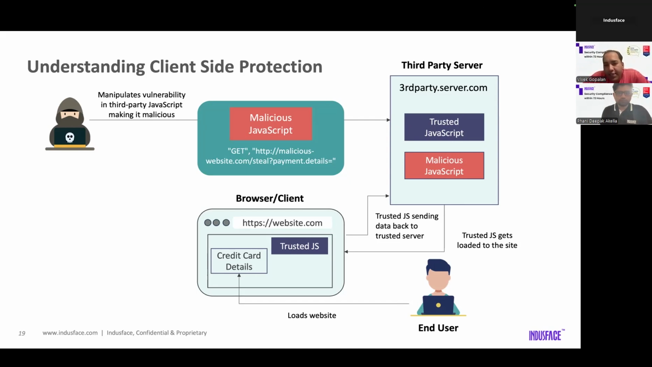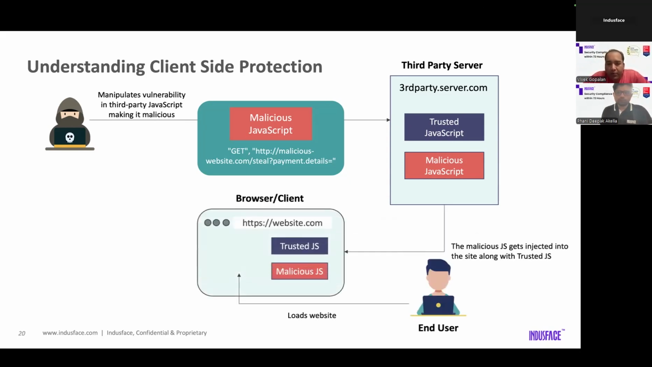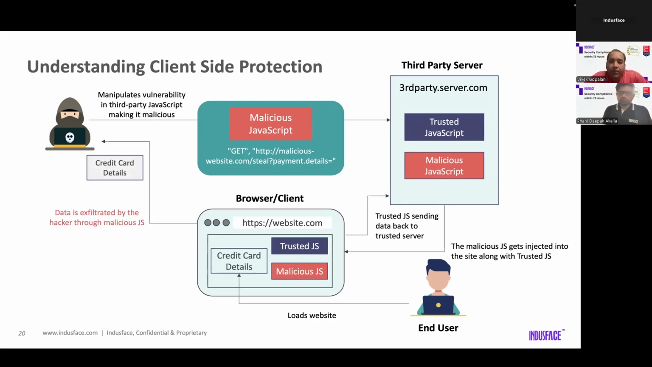Now, imagine I, as an end user, again load your website. When I load the website, the trusted JS is loaded and also the malicious JS is loaded. I'm not suspecting that anything is wrong, because the JavaScripts are invisible, so I go and provide my credit card. The analytics.js gives the right data to the third-party server, but this malicious JS was sniffing here, and it gets the credit card data and sends it to the hacker.